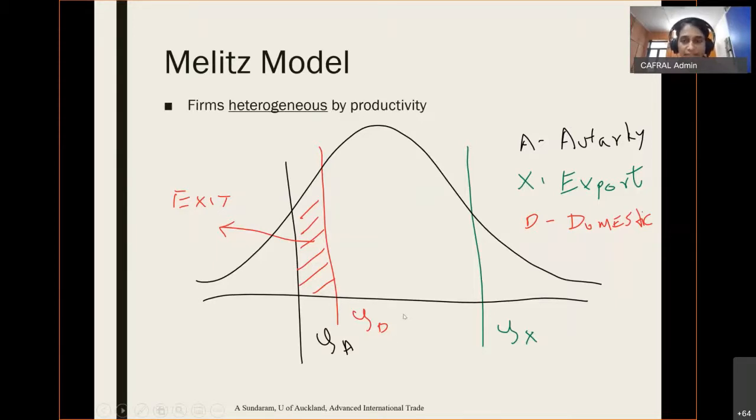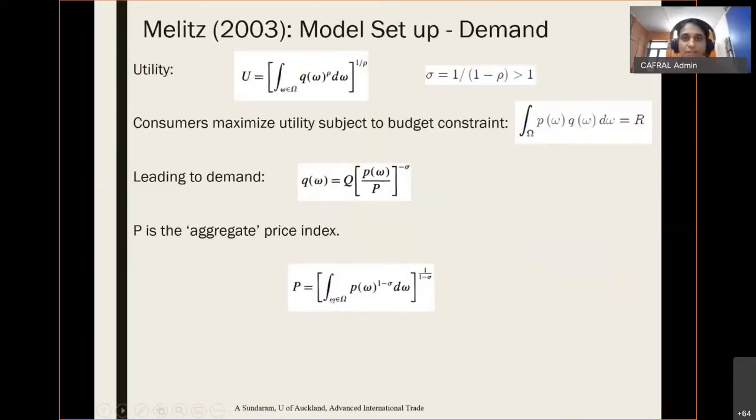Okay, so then I think I'm ready to jump into the model. Melitz 2003 is, again, one of the key models in international trade today. You cannot go to an international trade conference without hearing about the Melitz model in most presentations. So it's an important model to know. Let me set this up.